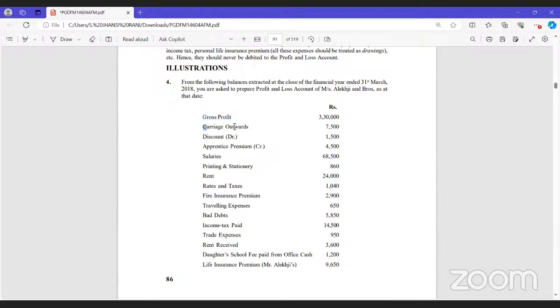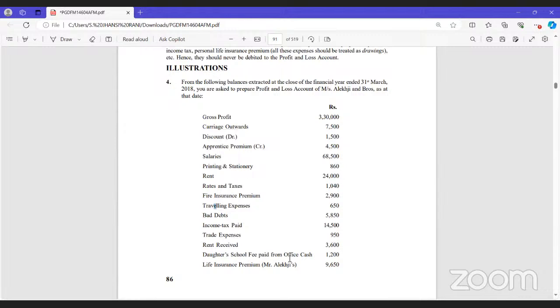Carriage outwards, it's an expenditure. Discount, if you look at here, it is given in the debit, means it's an expenditure. Apprentice premium, if you look at here in the bracket, they have given CR. CR means credit side, it's an income to us. Salaries is an expenditure. Printing is also expenditure. Rent, rates and taxes, fire insurance premium, traveling expenses, bad debts, income tax paid, trade expenses. These all are expenditures. Rent received is an income.